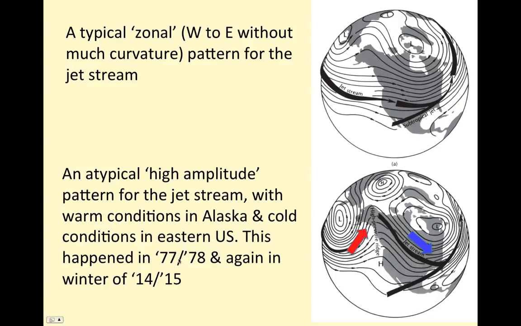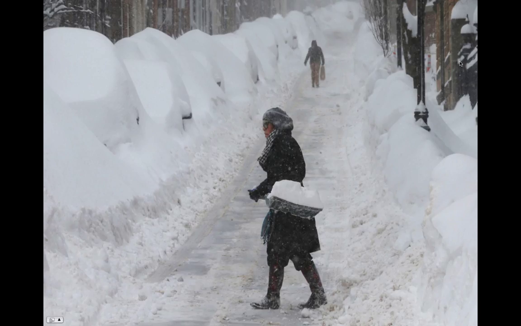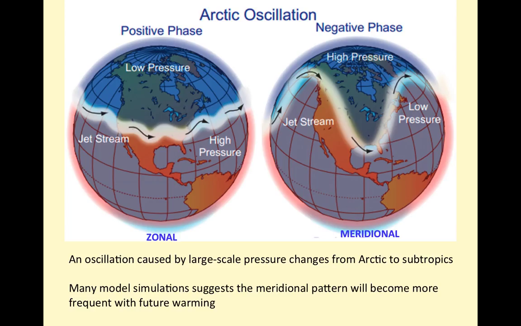So this happened in 1977, 1978, that winter, and also it happened again in 2014 into 2015. That winter was well known for being a brutally cold and snowy winter for the East Coast. So the snowfall totals were pretty anomalous all throughout the East Coast, from New York, say, up through Boston and beyond. This is called the Arctic Oscillation.